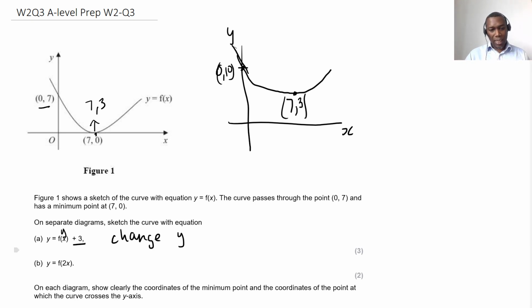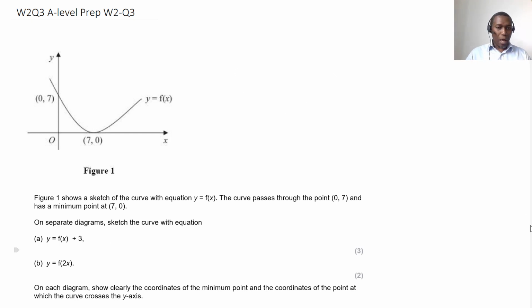When the change is on the outside of the bracket, so not inside with x, then it affects y, and it's a direct change, okay? If it's positive, you go up. If it's negative, you go down, okay? If it's multiplication, you double or you triple or whatever it might be, okay? Right, now for part B.